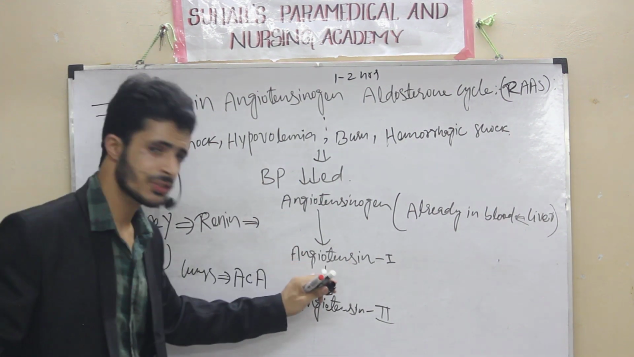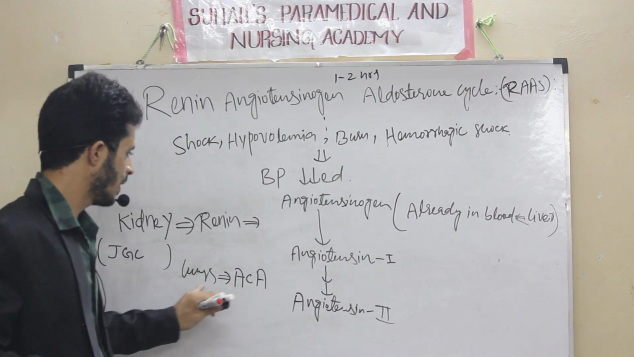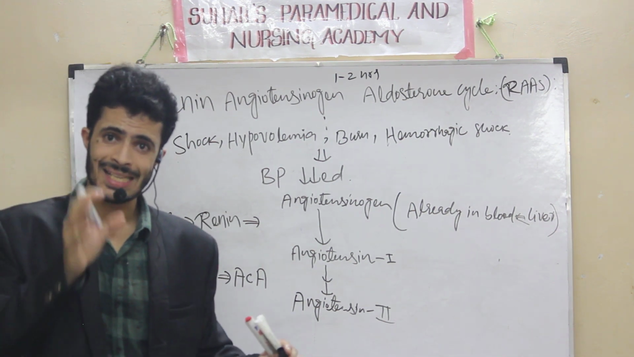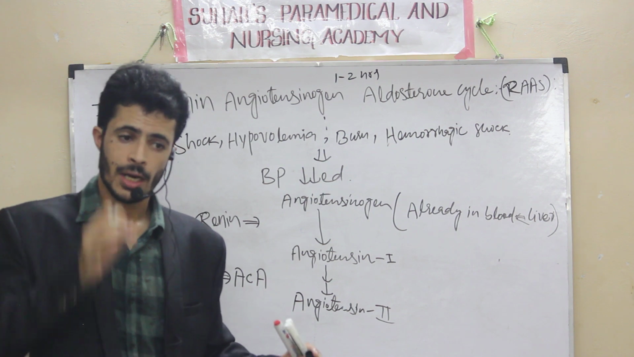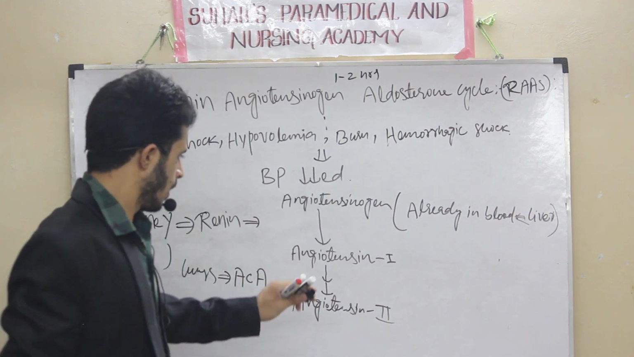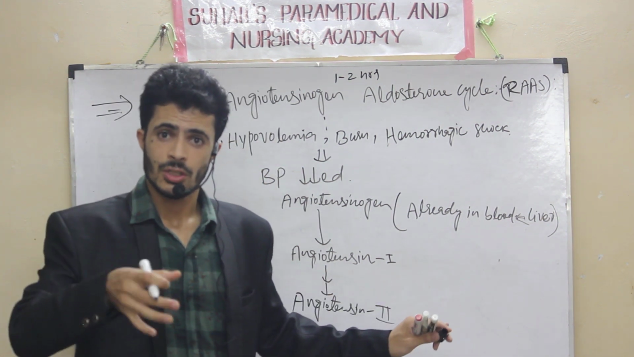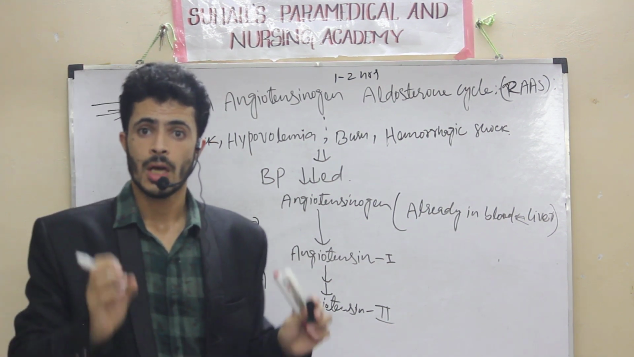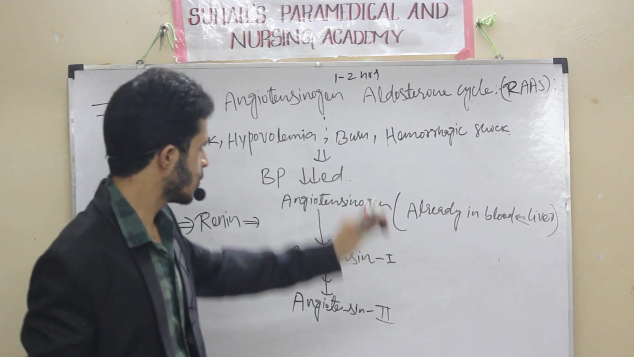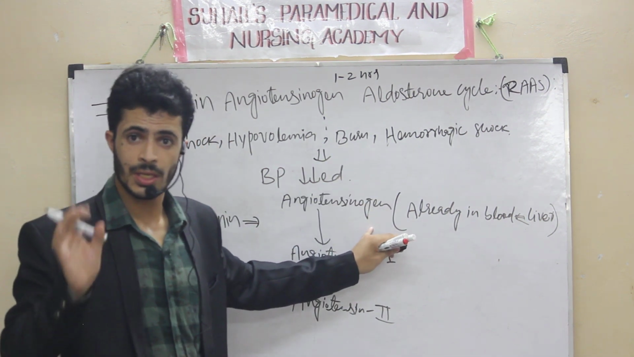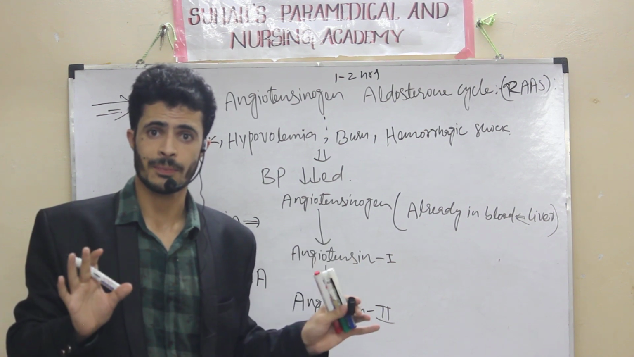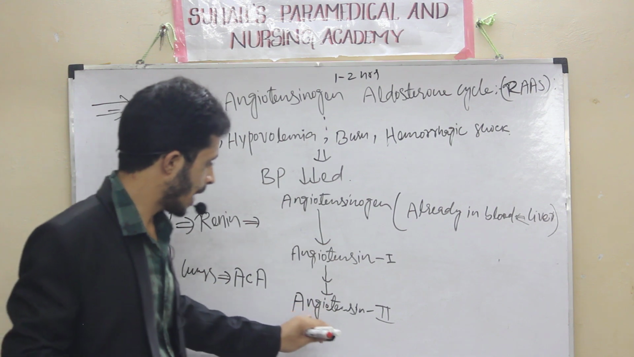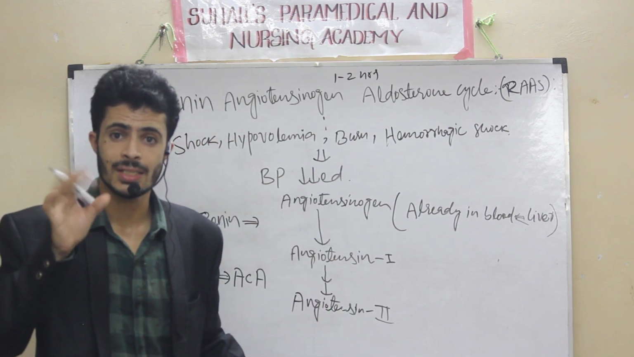Remember, angiotensin first is converted into angiotensin second by the angiotensin converting enzyme that has been secreted by the lungs. So lungs secrete angiotensin converting enzyme. That enzyme converts angiotensin first into angiotensin second. Remember, this angiotensin second is an active form. Now it can do the work. Angiotensinogen was initially already in the blood, secreted by the liver. That was not functional. Now it is in the functional form, that is angiotensin second.